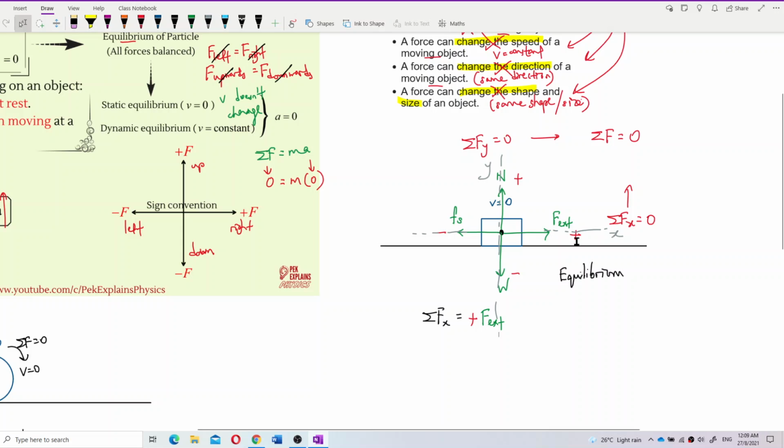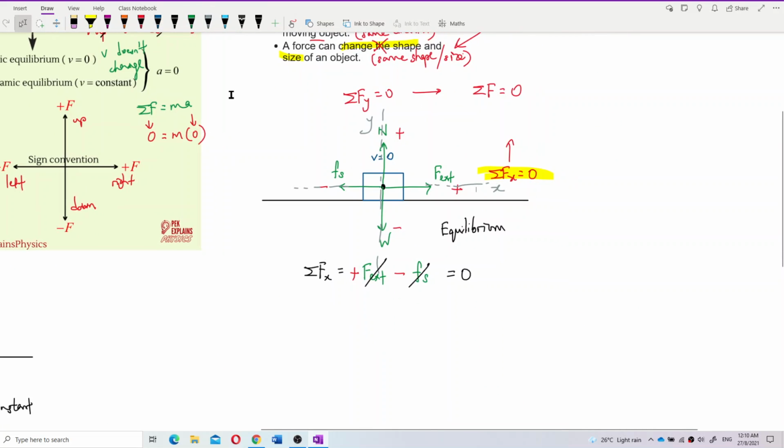So in the x component we have external force and the friction. The friction is to the left, so we put it as negative. Since external force and friction are equal, external force minus the friction, they cancel out totally, because one positive, one negative. So that's why we get 0. So total Fx equals 0. Do you see that?